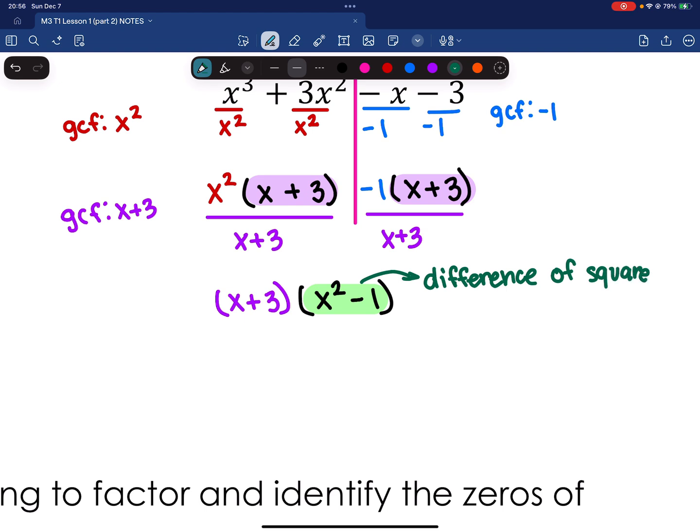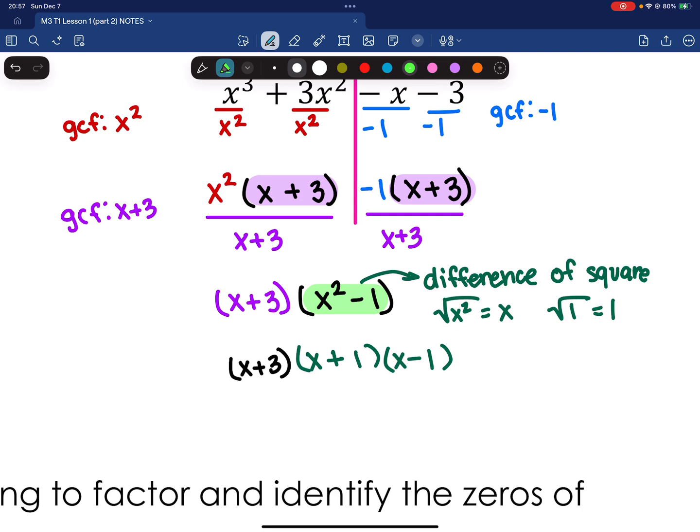So remember, for a difference of squares, you can take the square root of the first term. So the square root of x squared is x. You can take the square root of the last term. The square root of 1 is 1. And so when you factor it, you're going to have 2 sets of parentheses. The first term goes in the first spot. The square root of the second term goes in the second spot. 1 plus, 1 minus. And then the last thing, we're just going to drop down that x plus 3. And so now we have this completely factored.